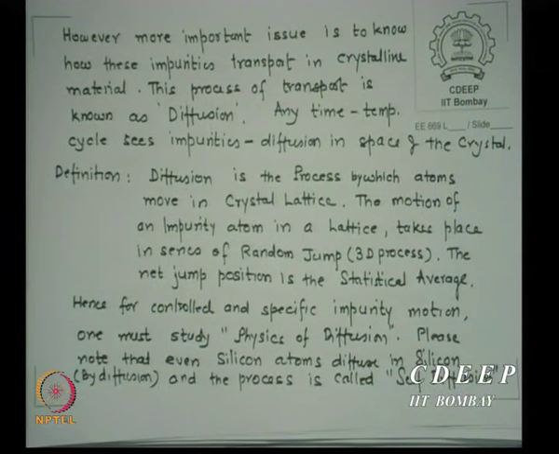This is what the whole next hour will do. So what is the definition? We'll say diffusion is the process by which atoms move in a crystal lattice. The motion of an impurity atom in a lattice takes place in a series of random jumps. Now this word is important, because the diffusion process is a random jump process, or random walk as it is called.